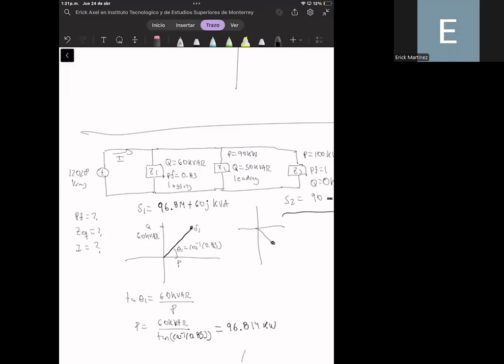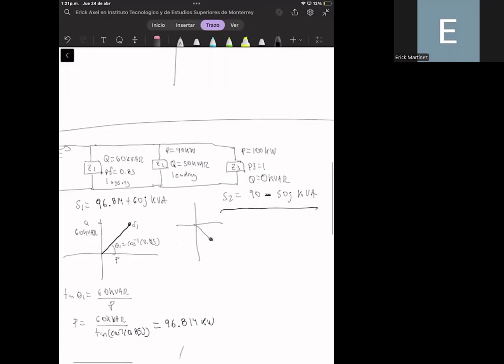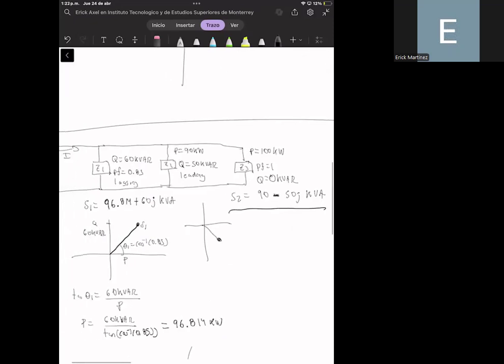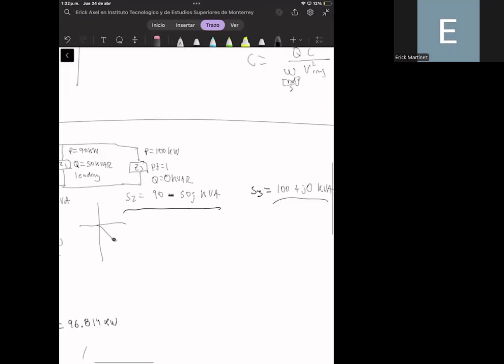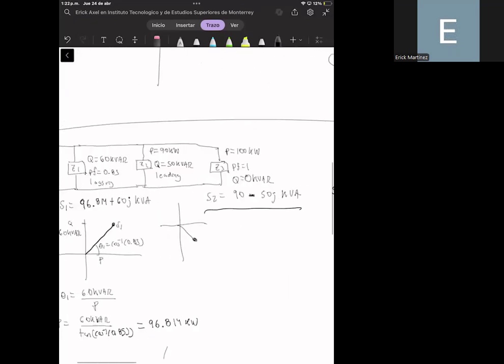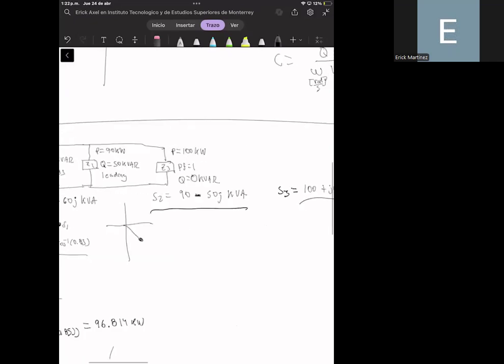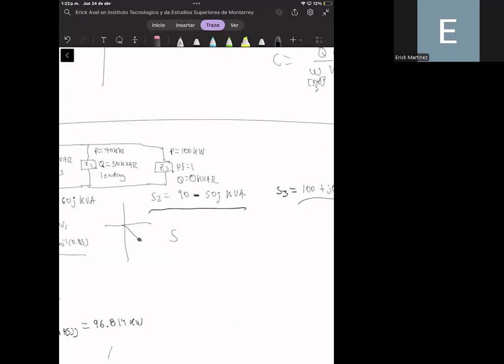because the power that the voltage source can provide is distributed between each of the loads. So if we add together the complex power of this first load, the complex power of the second load, and the complex power of the third load, you will obtain the complex power that is provided by the source. So we can say that the complex power provided by the source is equal to S1 plus S2 plus S3.